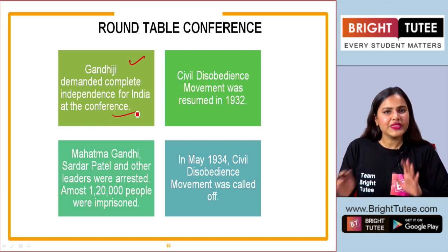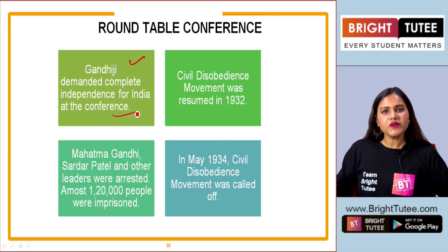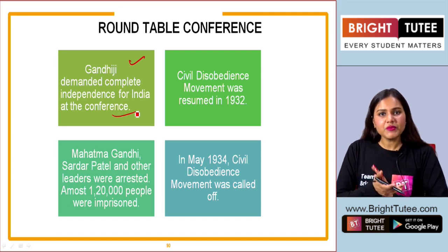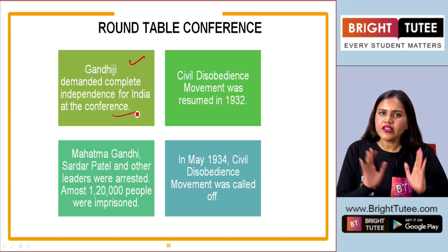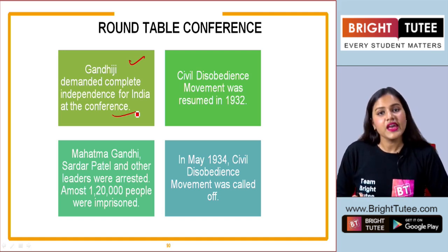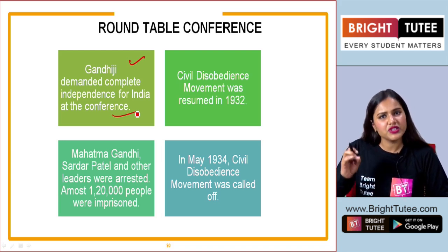But do you think that the British government was going to give up so easily? No. So they were not able to come to some conclusions here, to some agreement here. Therefore, the second roundtable conference was really not very fruitful again, and Gandhiji was very much shocked with the behavior there, and he returned back.